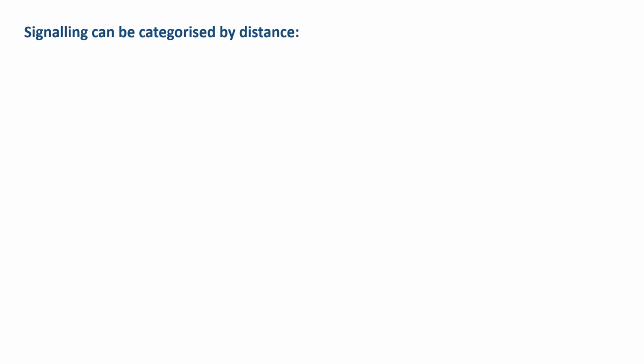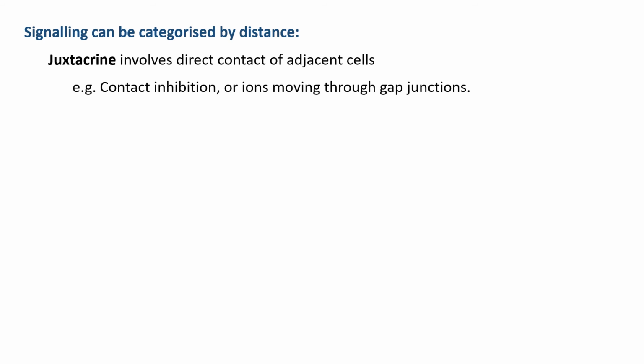Signaling can also be categorized by distance. So juxtacrine involves direct contact of adjacent cells. This might be something that we'll talk about when we talk about epithelial tissue, contact inhibition. Cells are butted up against each other, joined by their junctions, and that stops them from going into mitosis, stops them from proliferating. So that's a type of signaling.